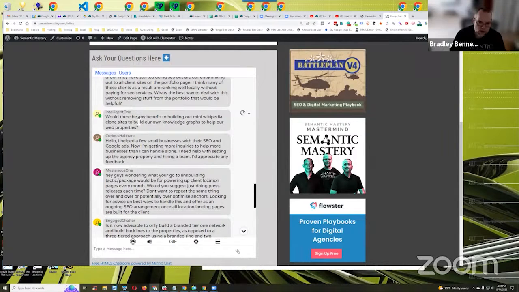Yeah, I'm just not sure what a mini Wikipedia clone site is. I'm not sure I understand what that is. If I could see an example of it, maybe I could.